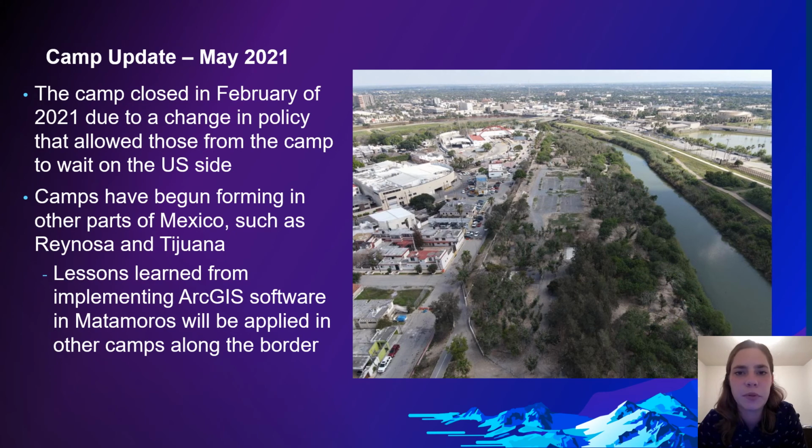After 2 years of operation, the Matamoros refugee camp closed in February of 2021 due to a policy change. You can see in the photo on the right that there is no longer any infrastructure and that the land is being restored to a park as it was once before it was a camp. However, there are camps forming in other parts of Mexico along the border, such as Reynosa and Tijuana, and lessons learned from implementing ArcGIS in the Matamoros refugee camp will be implemented in other camps as well.